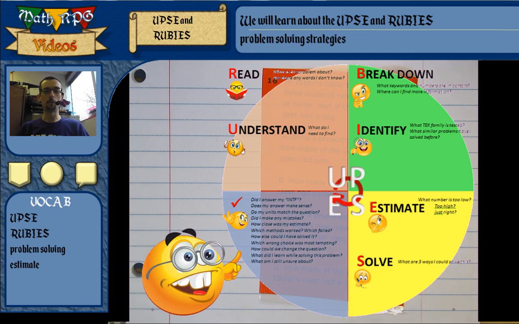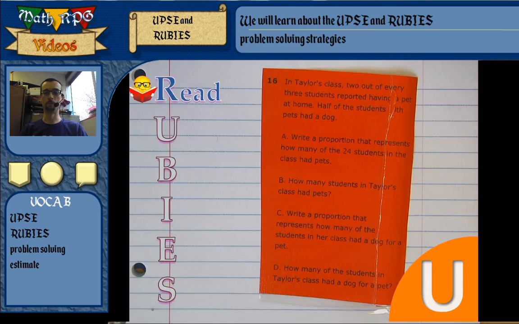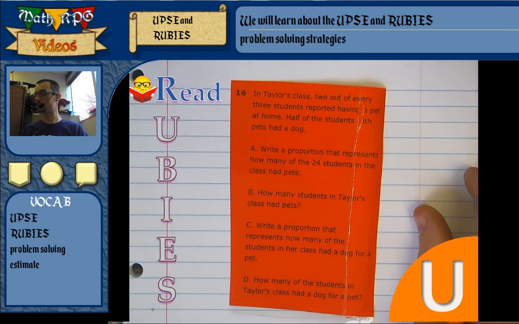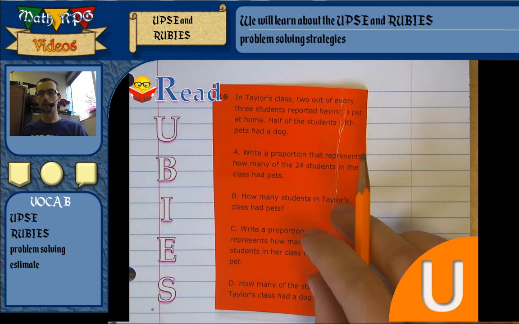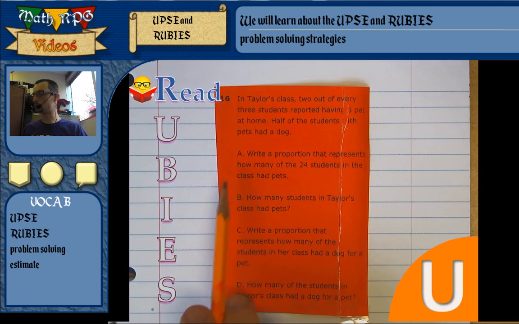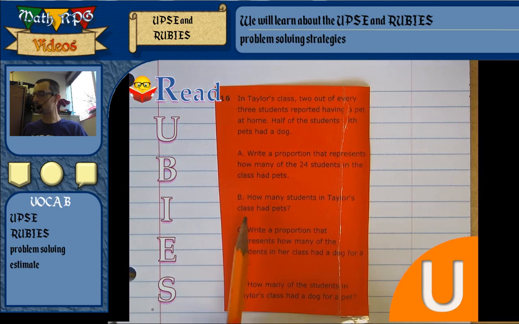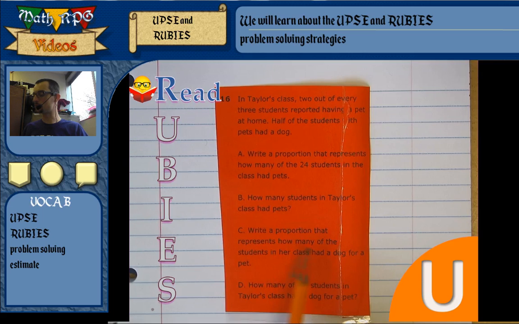So I'm going to take a look at an example problem here with you guys, and here's our problem. So in Taylor's class, 2 out of every 3 students reporting having a pet at home. Half of the students with pets had a dog. And I have 4 different parts I have to find. I have to find a proportion that represents how many of the 24 students in the class had pets. I have to find how many students in Taylor's class had pets. I have to write a proportion that represents how many of the students in her class had a dog for a pet. And I need to know how many students in Taylor's class had a dog for a pet. So there's 4 things I need to find.